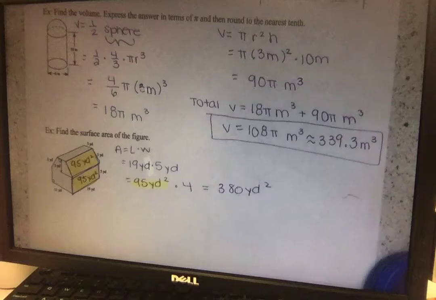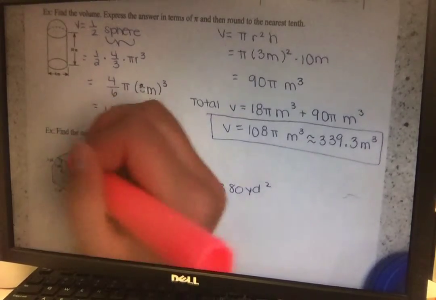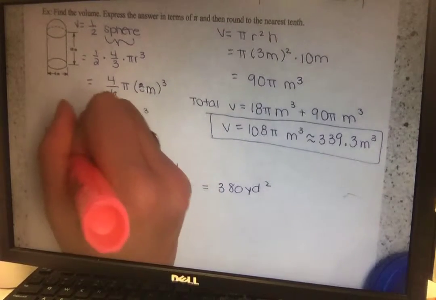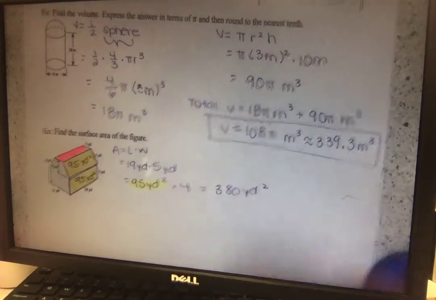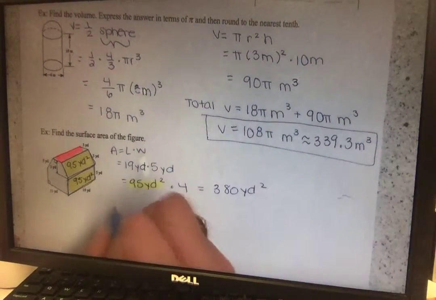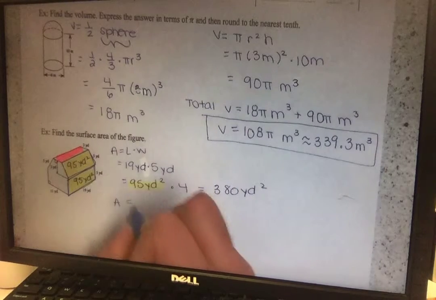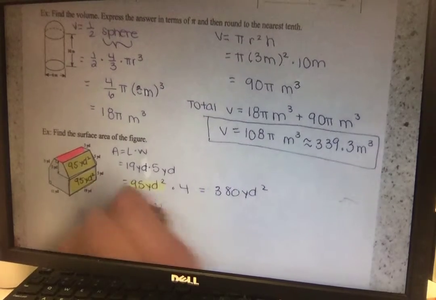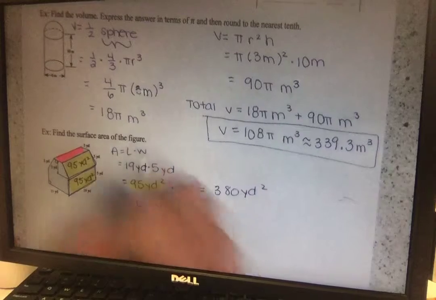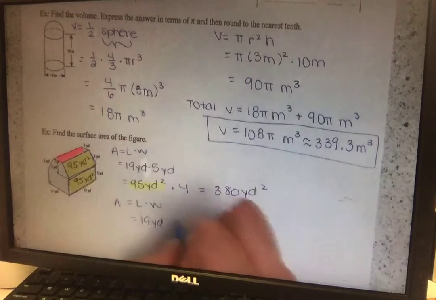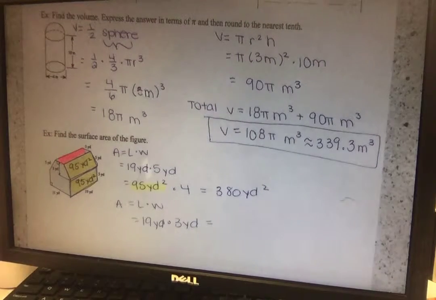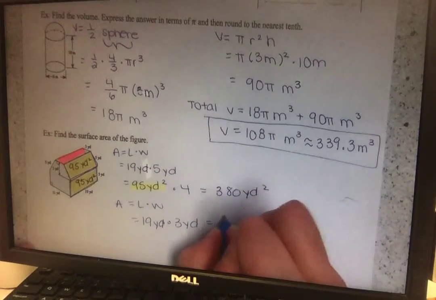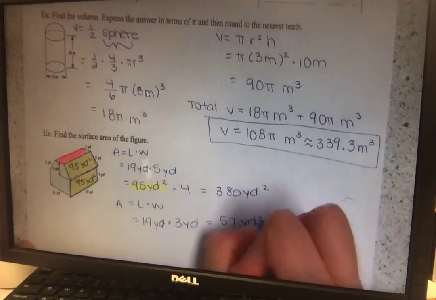So we also have this little rectangle up here. That little rectangle up there. So the area of that rectangle is length times width. Our length is 19 yards. Our width is 3 yards. So 19 times 3 will give us 57 yards squared.